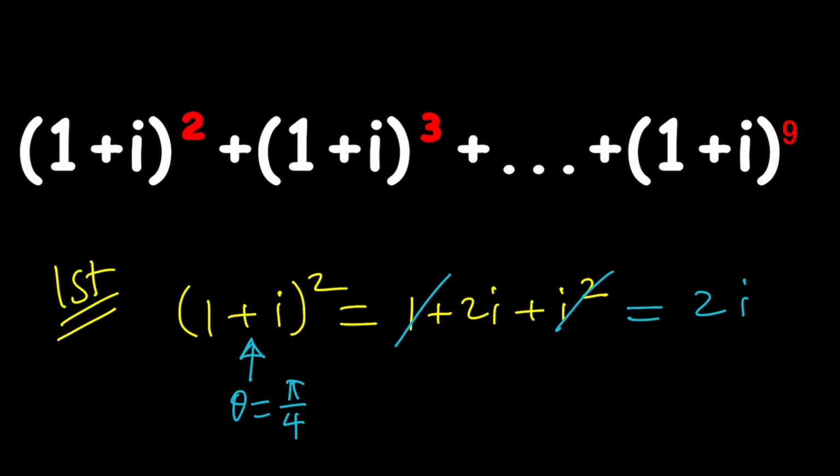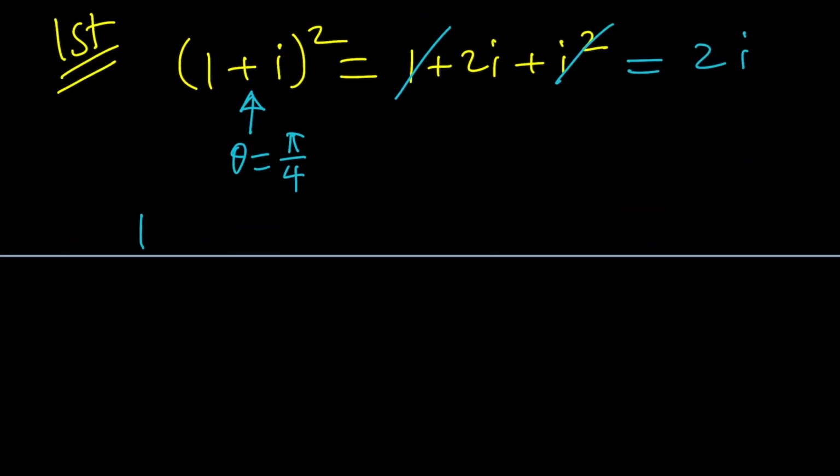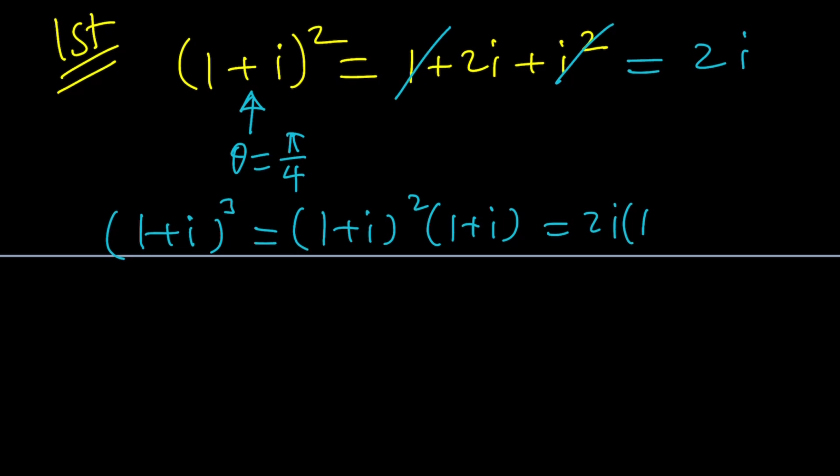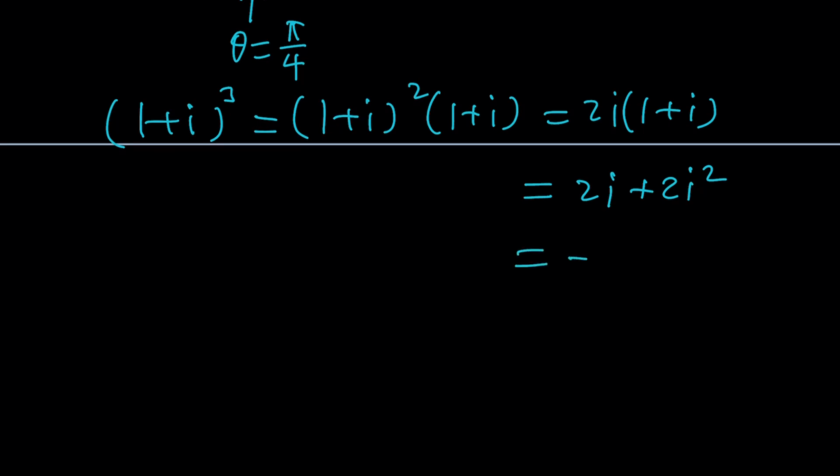But what about a pattern? What is (1 plus i) to the third power, right? That should be (1 plus i) squared multiplied by (1 plus i). But (1 plus i) squared is 2i, so it's 2i times (1 plus i). And that should be 2i plus 2i squared. i squared is -1. This should give us -2 plus 2i. So that's (1 plus i) cubed.